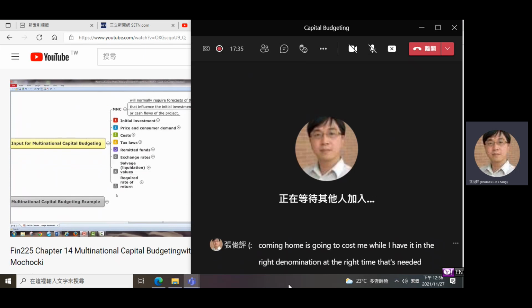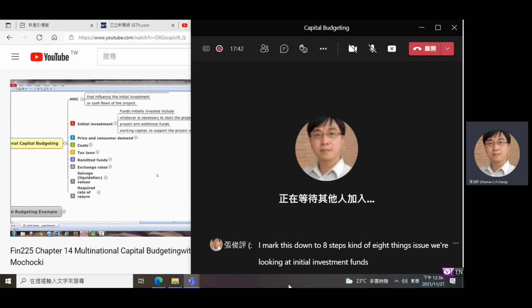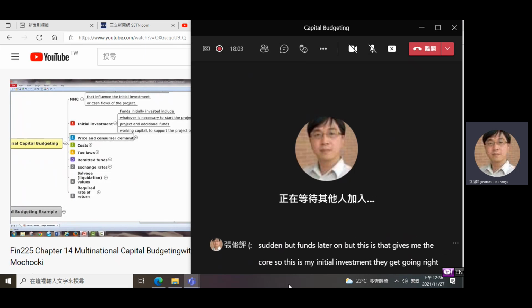Okay, so I marked this down to 8 steps, kind of the 8 things you should be looking at. Initial investment. Funds initially invested include whatever is necessary to start the project, plus additional funds and working capital to support the project over time. This is my initial investment. What do I need to start the project? I need this much, and I need other funds later on, but this gives me the core. So this is my initial investment to get going. All right. Price and consumer demand.